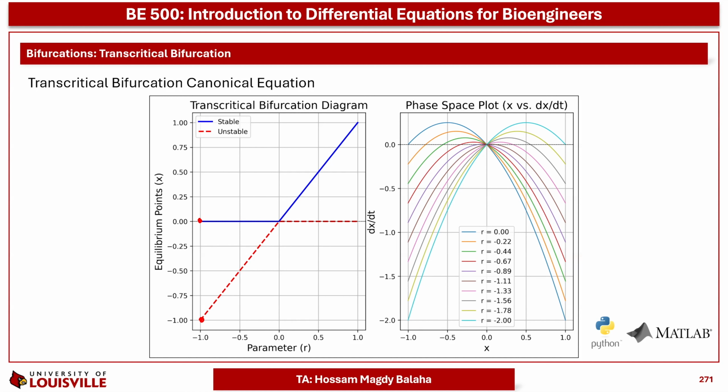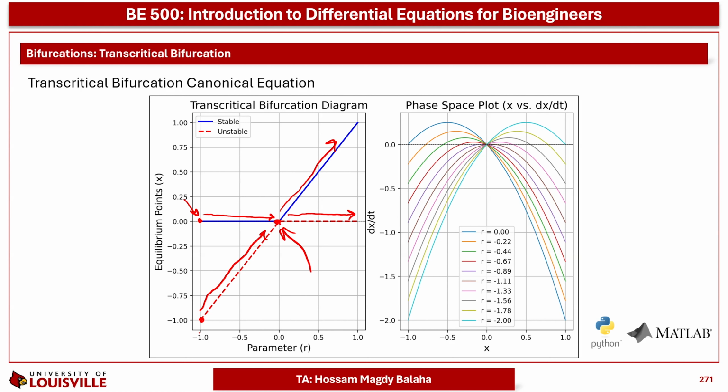Let's assume one is here and another is here. By changing the value of r, the first point, which is here, moves from being stable until it reaches the bifurcation point, and it will transit to unstable. And the other point, which is unstable, becomes stable at the bifurcation point. It's called the transcritical bifurcation or the transcritical change. So this is our critical point or the bifurcation point.